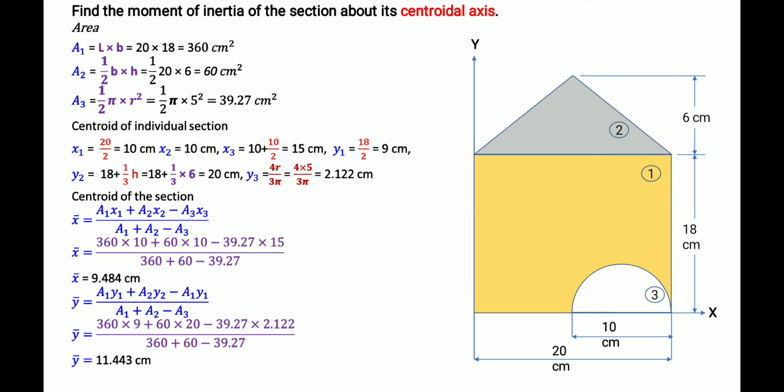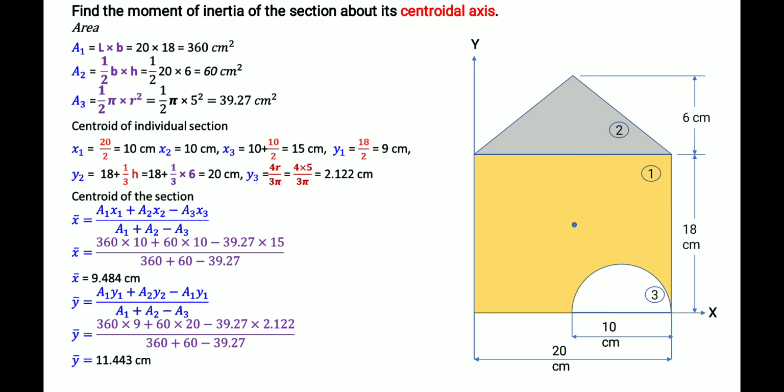Then the area of the semicircle. What is the area of the semicircle? For a circle it is pi r squared, so for a semicircle it is half into pi r squared. Here, what is the radius? In the figure, the diameter of the semicircle is 10 centimeters. Therefore the radius will be 5 centimeter. So we found the areas of the individual sections.